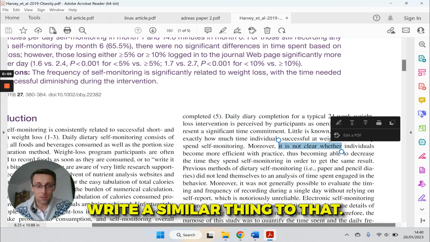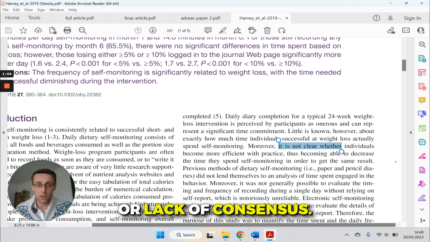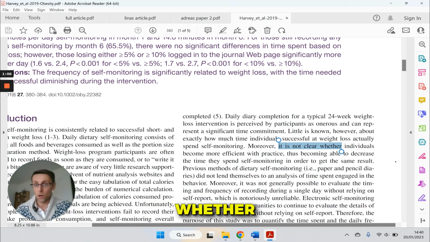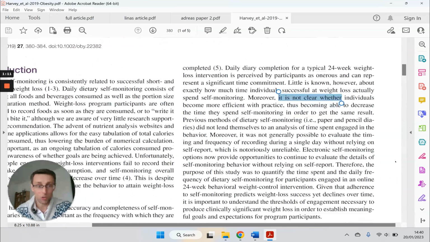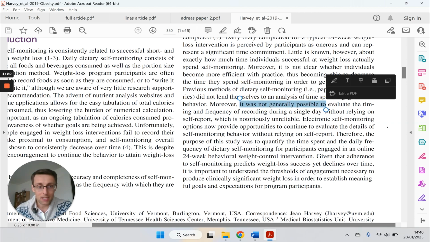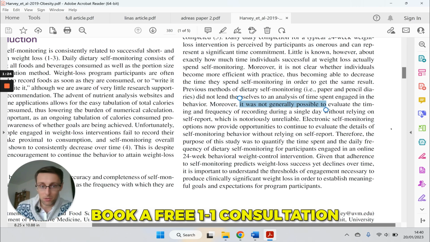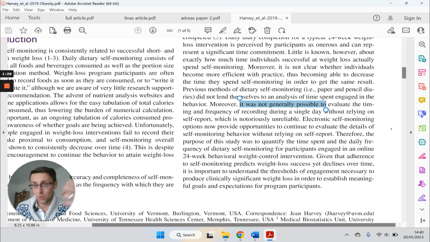A similar thing to that, and also about the same research gap, lack of knowledge, lack of consensus, is it is not clear whether. A very commonly used phrase to indicate that we lack some knowledge about a topic, right? And then, the author mentions the methods that were used in previous studies, and then points out the limitation of that method, right? It was not generally possible to, and then we've got a limitation of those previous studies, right? So that's a second type of research gap.